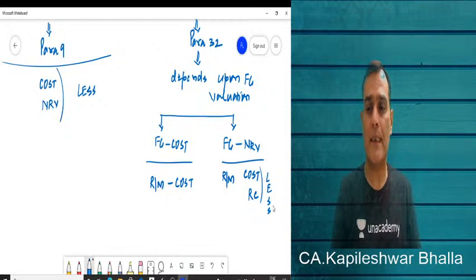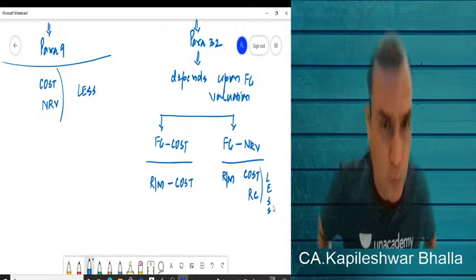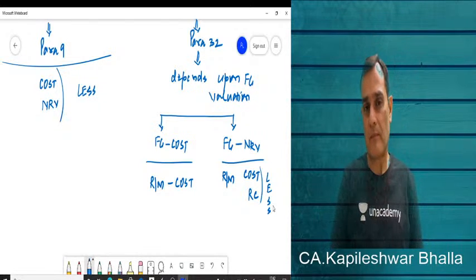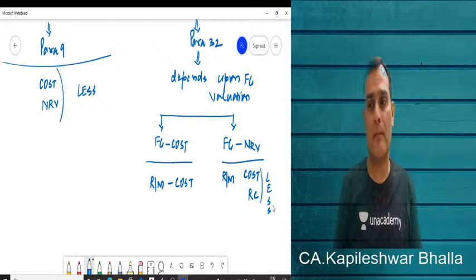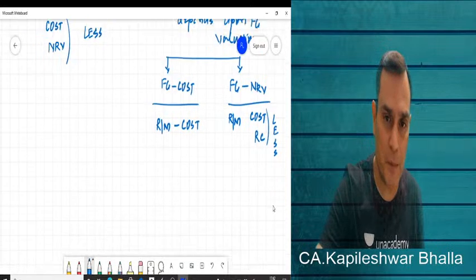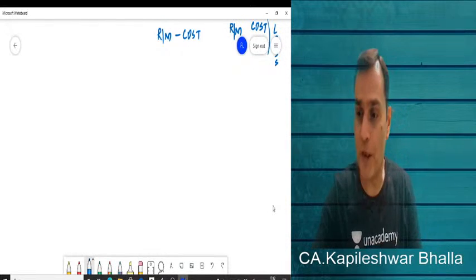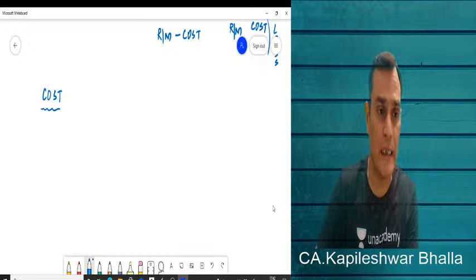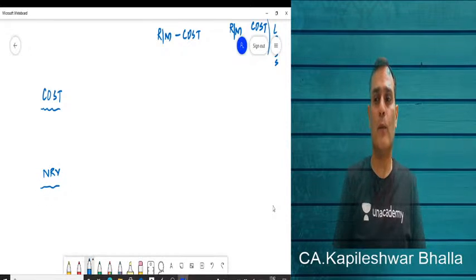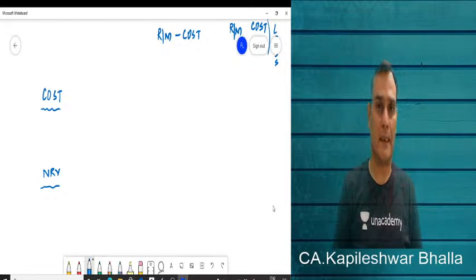Now, let's take the journey forward and discuss something further. How does Ind AS 2 move on further? Once we have zeroed down on the fact that para number 9 and para number 32 are dealing with the measurement principle, the next issue which comes to mind is what is cost? The next agenda of discussion is what is cost. The next agenda of discussion is what is NRV.